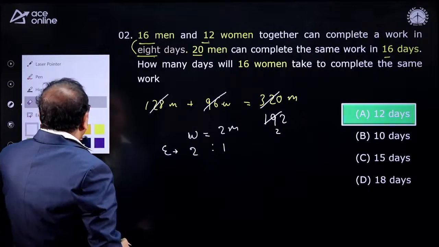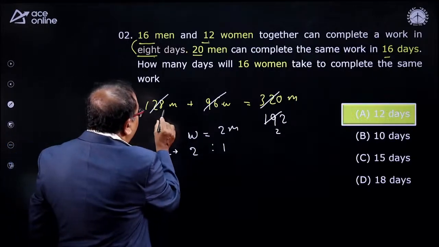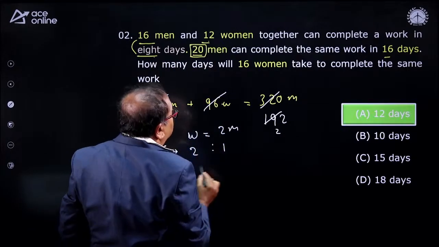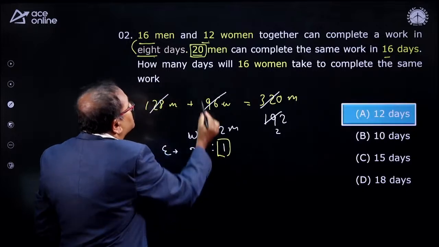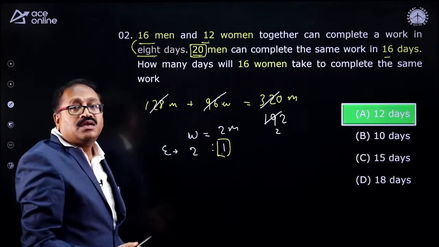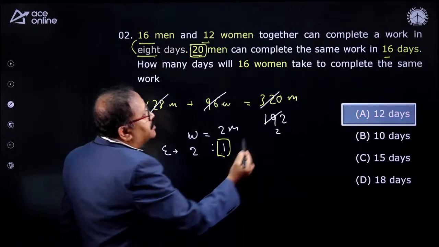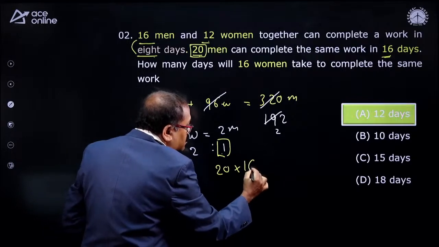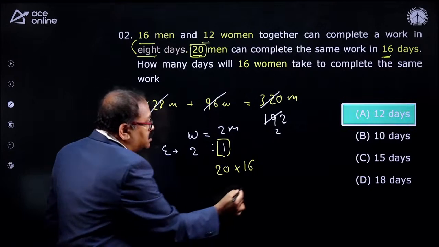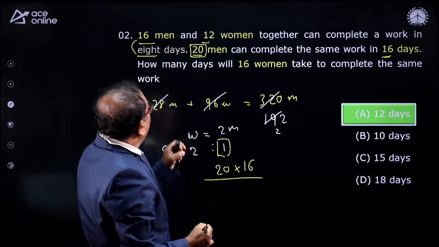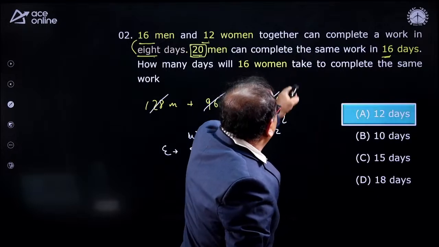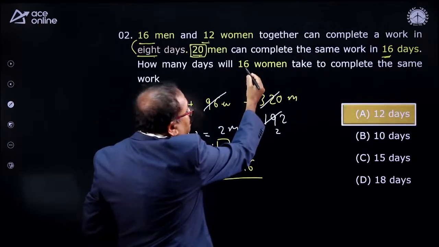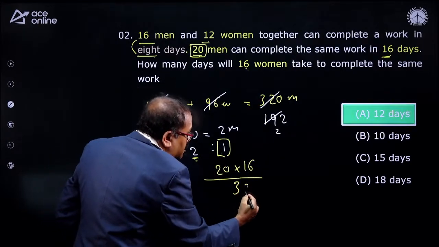Now I understand that. What is that? So 100, I'll go over here. 20 men. So 1 man has an efficiency of 1. The 20 men will have an efficiency of 20 into 1 is 20. And they take how many days? 16 days. The work will be 20 into 16. This is the volume of the work. And this work is getting completed by how many women? It is completed by 16 women. Then what is the efficiency of one woman? 2. Then 16 women, 16 into 2, which is 32.